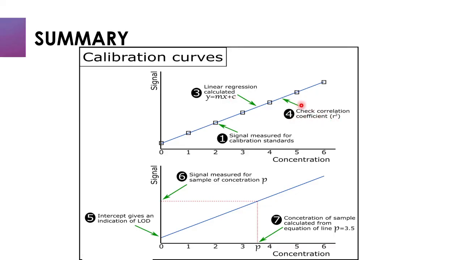And this is our coefficient, which is the r square, which indicates how good your graph is. And this is the intercept that gives an indication of the LOD in the graph. And this is our signal measured for the sample of unknown concentration. And this is the concentration of the sample calculated from the equation of the line to be 3.5. Thank you.